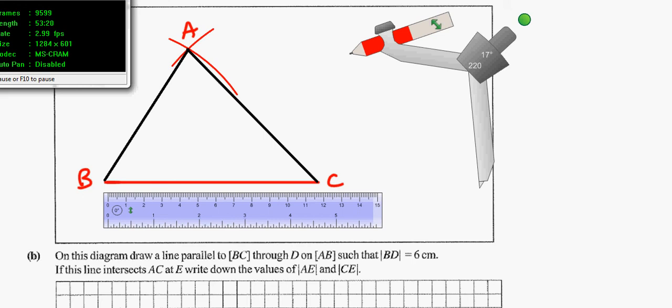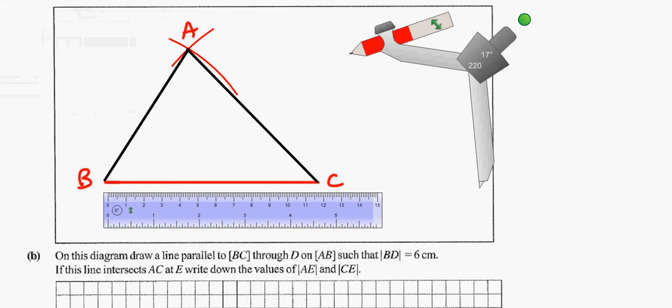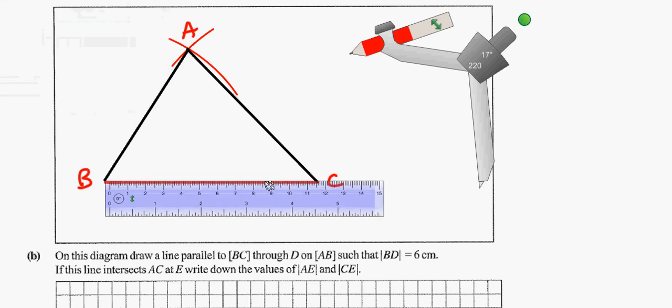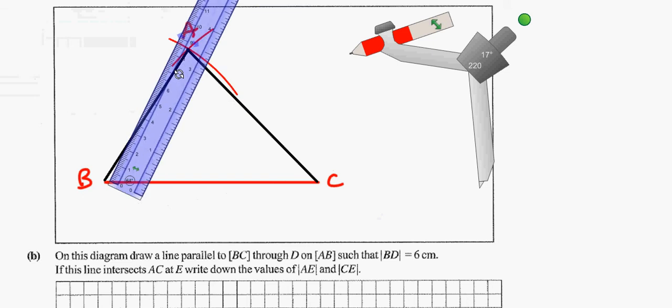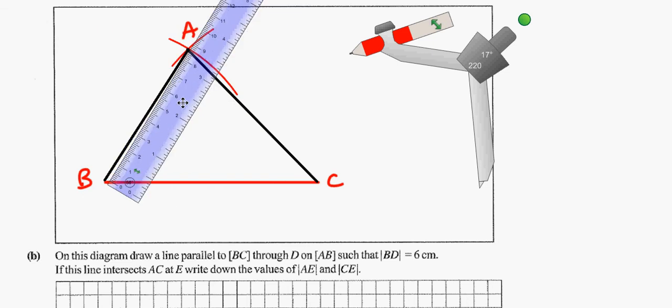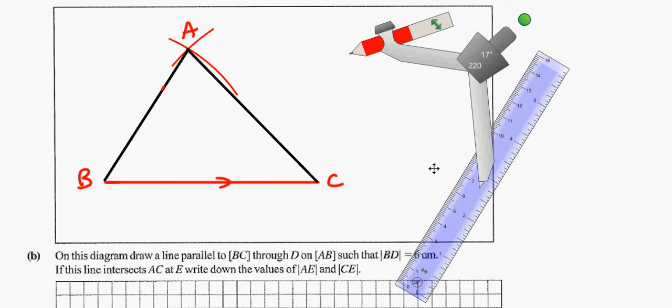Okay, so what we can get asked to do here is the following. Okay, so this is from a Junior Cert one mixed in. So what we're going to do is we're going to draw a line on AB that is 6 centimeters long. Okay, so we're going to make sure that's parallel to BC. So 6 centimeters long, we'll have it at this mark here. Okay, so this red mark here is the point D.